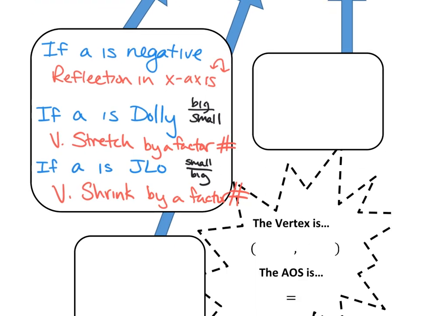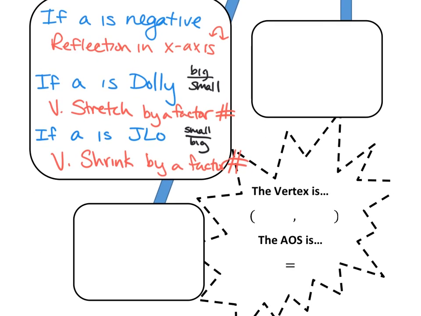Here, I'll scoot it up for my friends who can't see what I'm writing at the bottom. So we have three things that come from the letter A. Three transformations. We will know if it flips over the x-axis, a reflection in the x-axis. That happens if the A is negative. If the number is a Dolly number, big over small, it's going to vertically stretch it. If it's a J-Lo number, it's going to vertically shrink it. Now it might be a negative Dolly number. That's a reflection and a stretch. It might be a negative J-Lo number. That's a reflection and a shrink. Still getting wider and narrower like we talked about last time. That's A. A has a lot of stuff going for it.